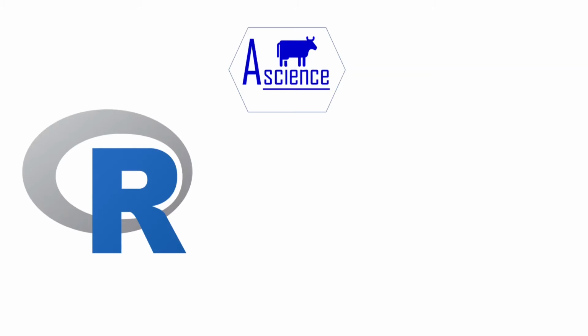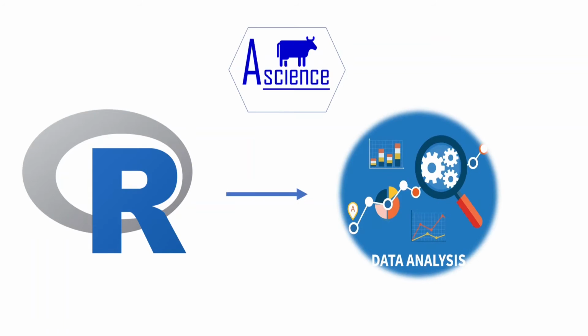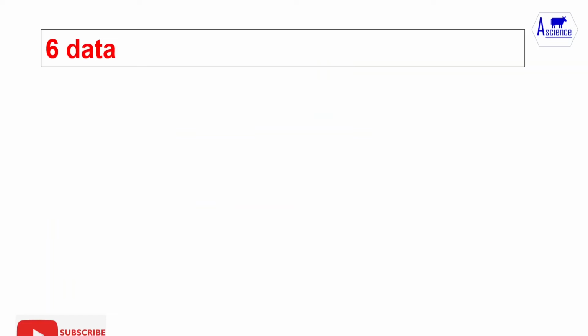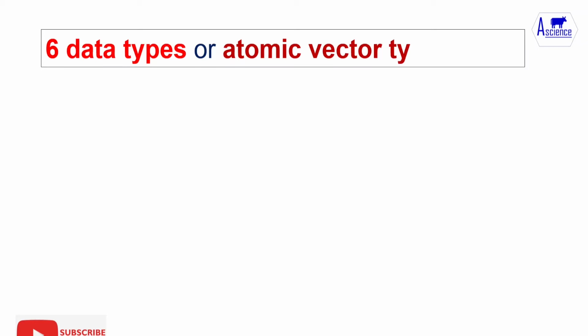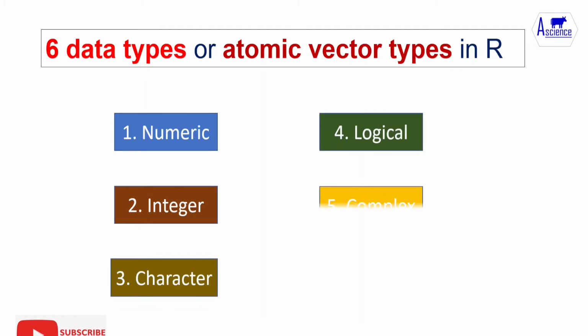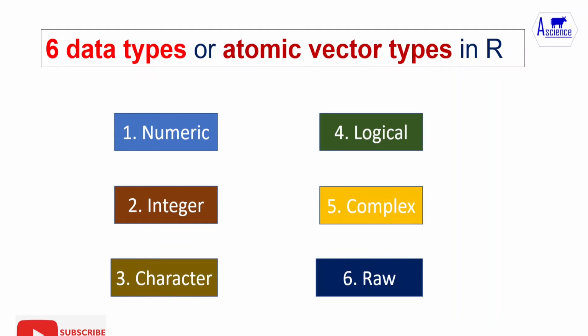As R is mostly used for data analysis, it is very important to know the basic data types used in R. There are six basic data types or atomic vector types in R, which are numeric, integer, character, logical, complex, and raw. Let's discuss each of them in detail.